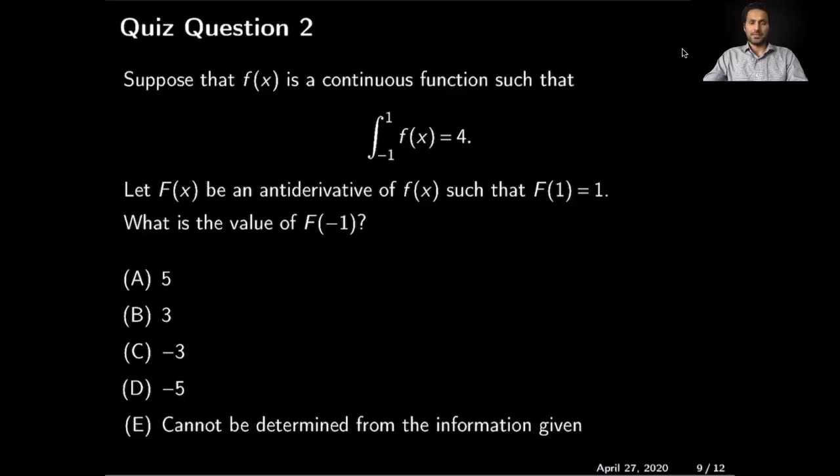Here I have another quiz problem for you to practice this concept. Suppose f is a continuous function and the definite integral from minus 1 to 1 of f(x) dx is equal to 4. If F is the antiderivative of the function and F(1) is given, then what will be the value of F at negative 1? Once you complete that problem, you can leave your answer in the link above to compare your answer with other people.